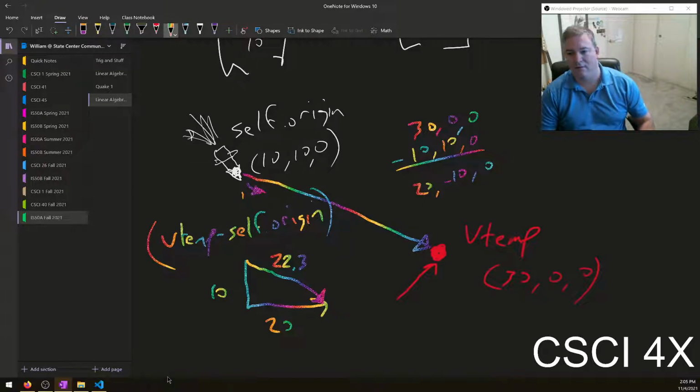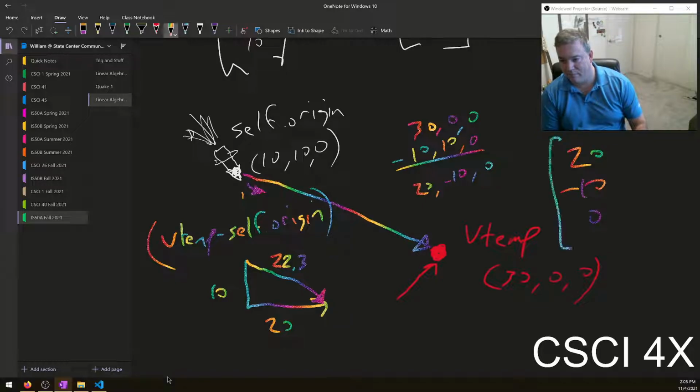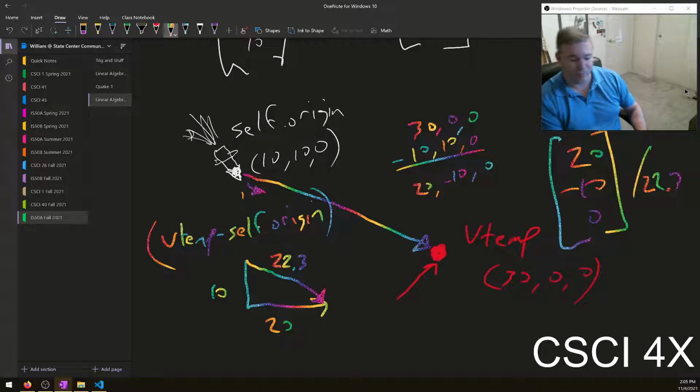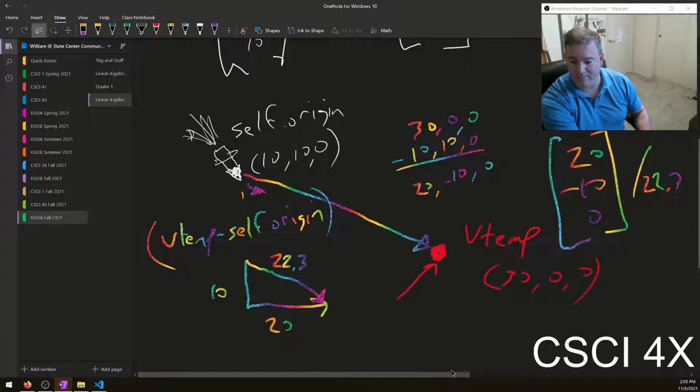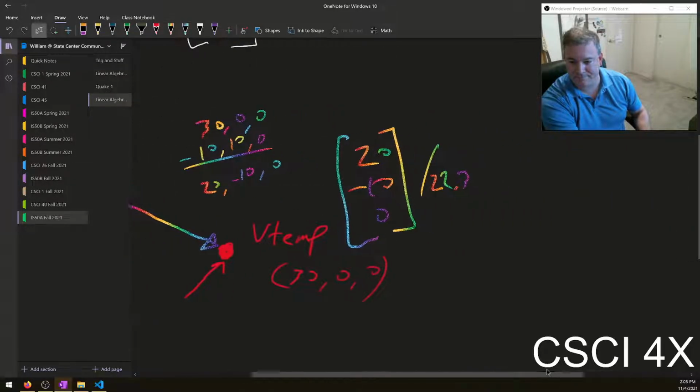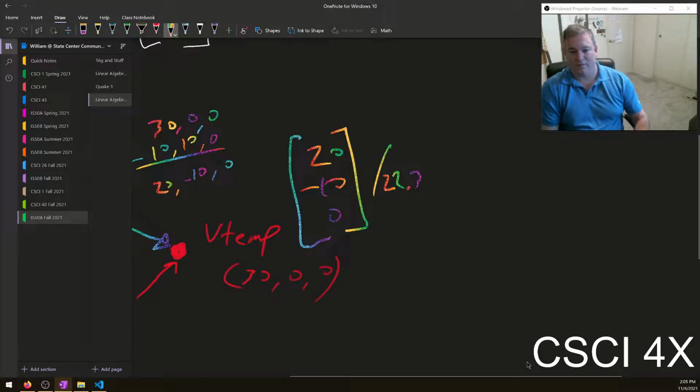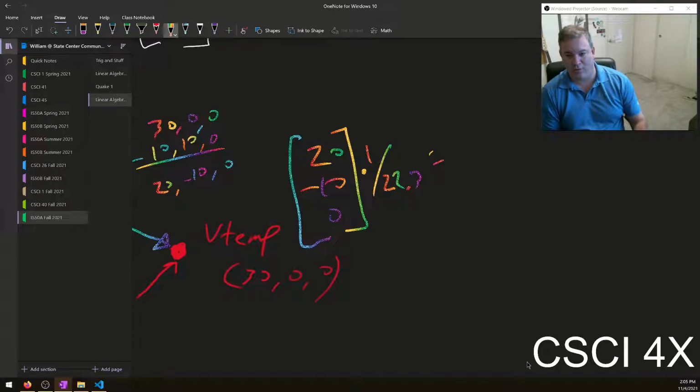And when you normalize, what you do is you do a vector division. So you take a vector, in this case 20, negative 10, 0, and you divide it by 22.3. So it works exactly the same way as multiplication. You just divide each component. You guys see that? So it's like multiplying by 1 over 22.3. And so each one of these components is going to shrink by a factor of 22.3.